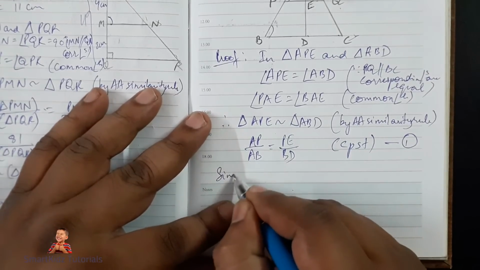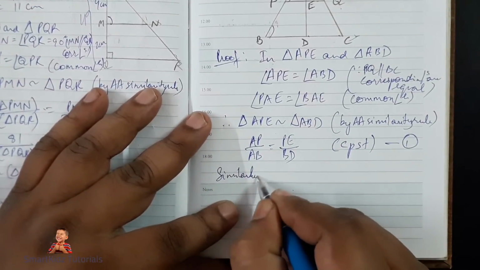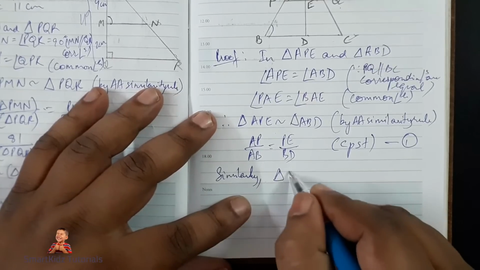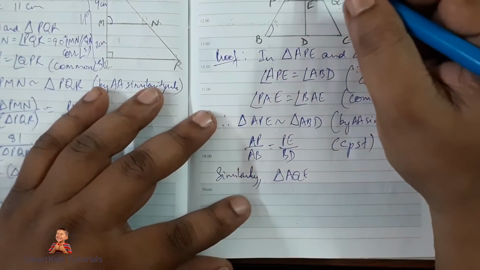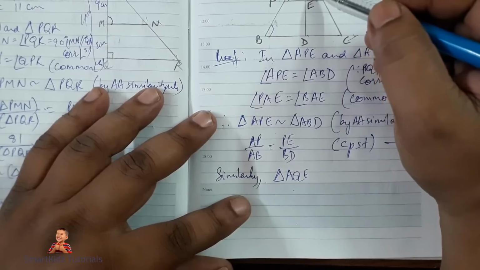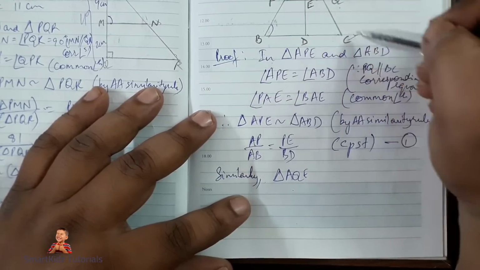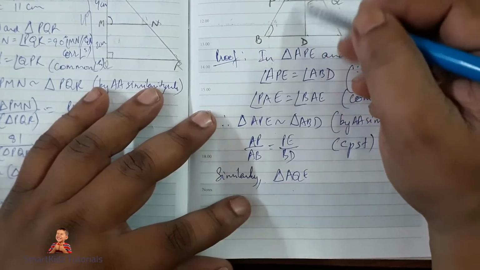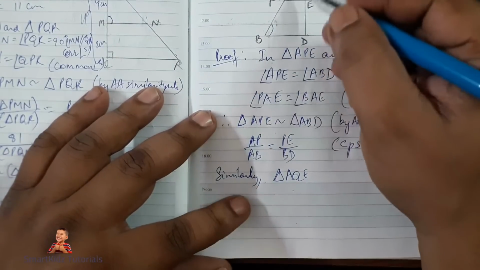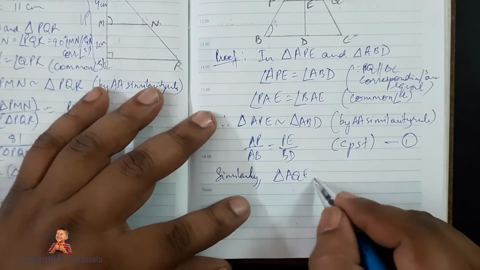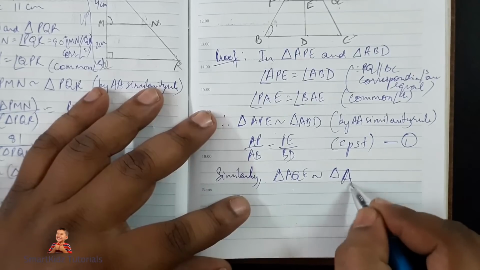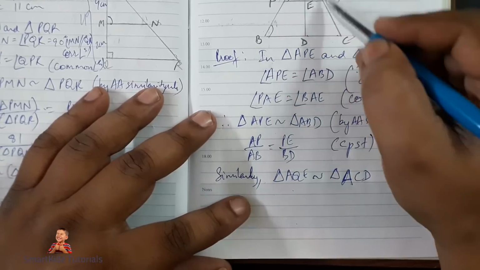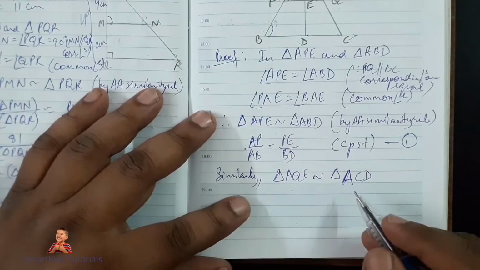Similarly, we can say triangle AQE. Now I'm telling that this triangle is also similar to this big triangle, just like how we proved this one, these two over here. So triangle AQE is similar to triangle ACD.